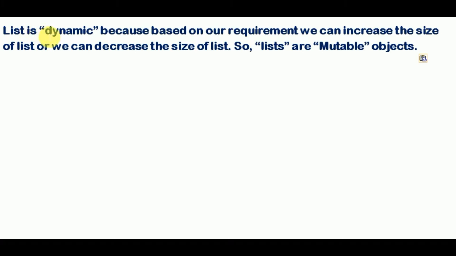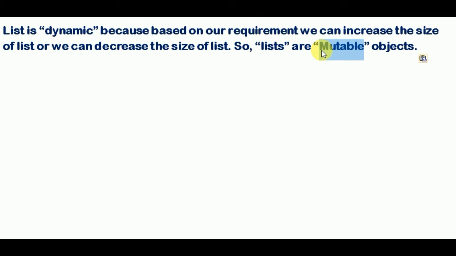Now next, a list is dynamic because based on our requirement we can increase the size of the list or we can decrease the size of the list. So lists are mutable objects. Mutable means we can make changes to the given elements inside the list.